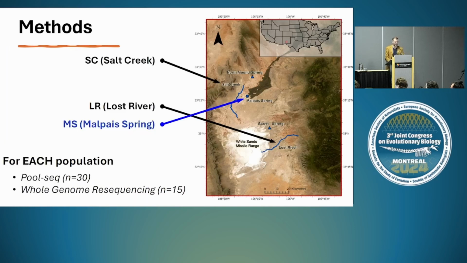I'm not going to get into the methods too much with this talk, but we obtained samples from 3 different populations, as you can see here on the map: Salt Creek, Lost River, and Malpaya Spring. The 2 different colors signify which ESU they belong to. So I'll be using blue and black throughout the talk to signify which ESU these populations belong to. For each population, we used 2 different genomic approaches, whole genome resequencing and pool-seq, 15 to 30 samples from each population.